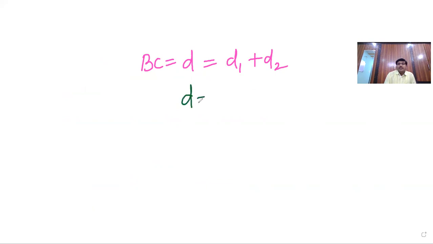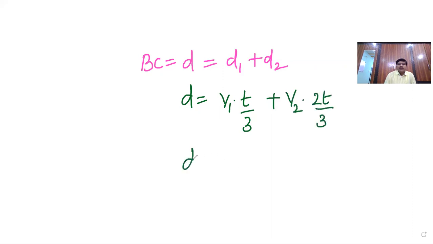Now d is equal to, what is d1? I am applying the speed formula for the d1 distance. Distance is equal to speed into time. What is the speed over there? v1 was the speed. And what is the time? 1/3 of the time, so t by 3 is the time. Plus, again, for the d2 distance, speed into time: v2 is the speed, and 2/3 of the time.